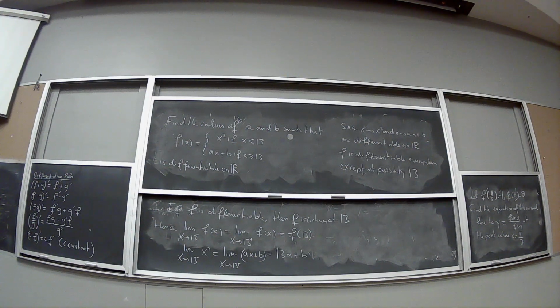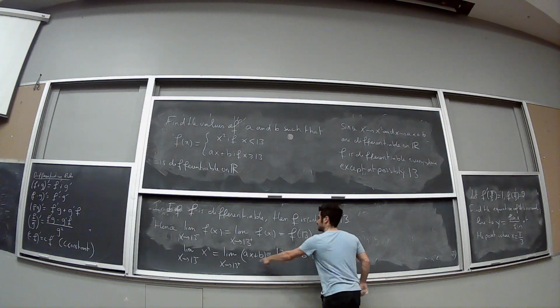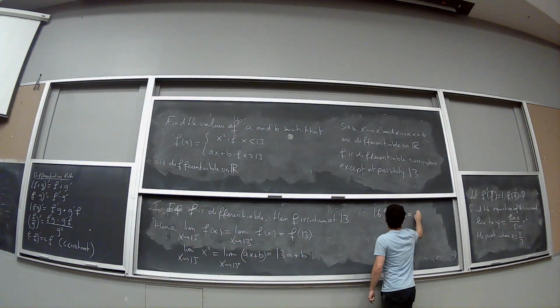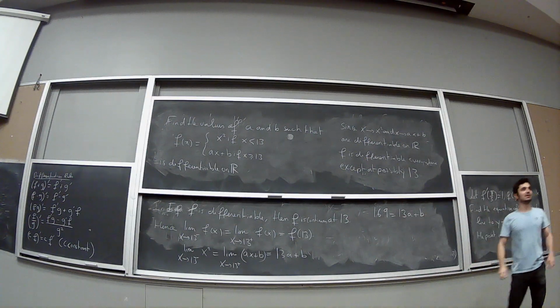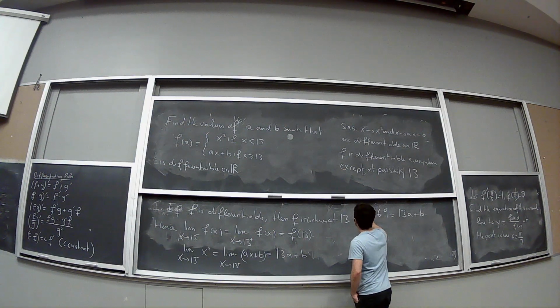Limit on the left is 13 squared, 169. Limit on the right is just equal to 13a plus b, right? Both of these are equal. So 169 is equal to 13a plus b. I hope the numbers are going to be nice. They'll be nice numbers. Let's see. Okay, great. This is the first equation.